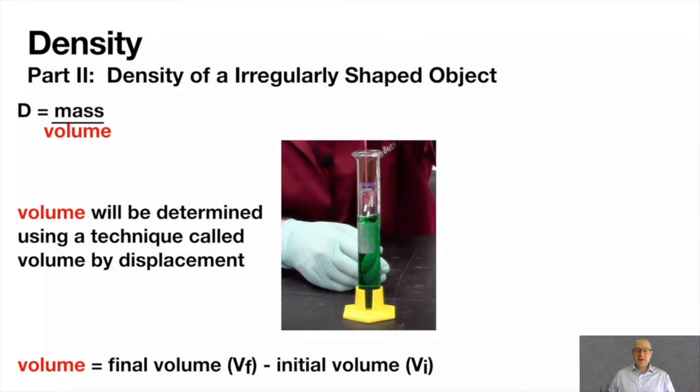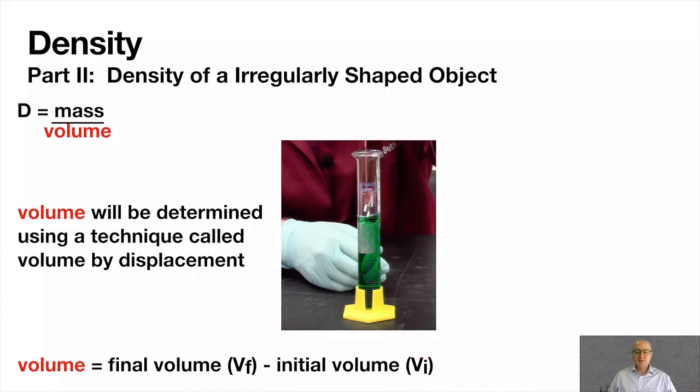Part 2, density of an irregularly shaped object. Again, for the mass of the object, just put it on the scale. The irregularly shaped object's volume, however, we'll have to determine with a technique called volume by displacement. And here I'm kind of showing you how to do it. You take a graduated cylinder and you put a known volume of water in it. So you put some water in it and you measure that volume. That's called VI, the initial volume, the volume that you're starting with.